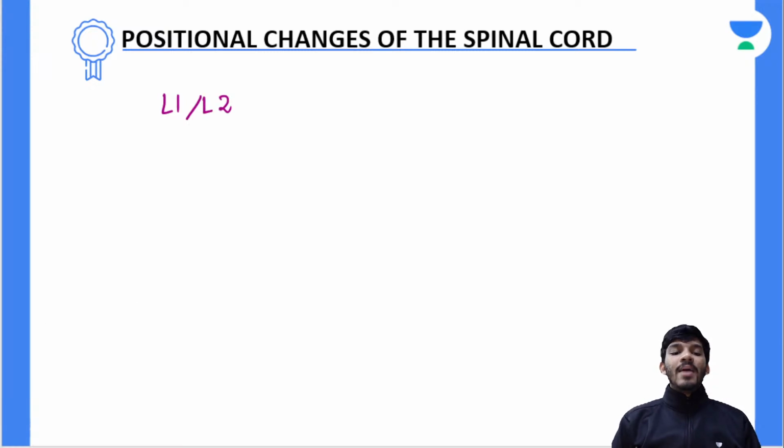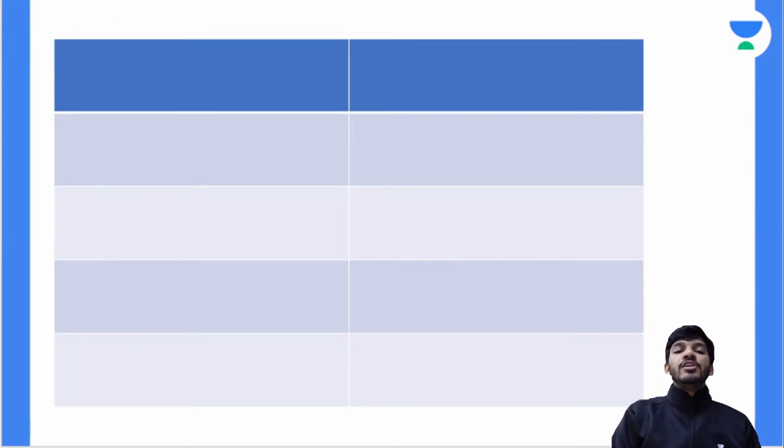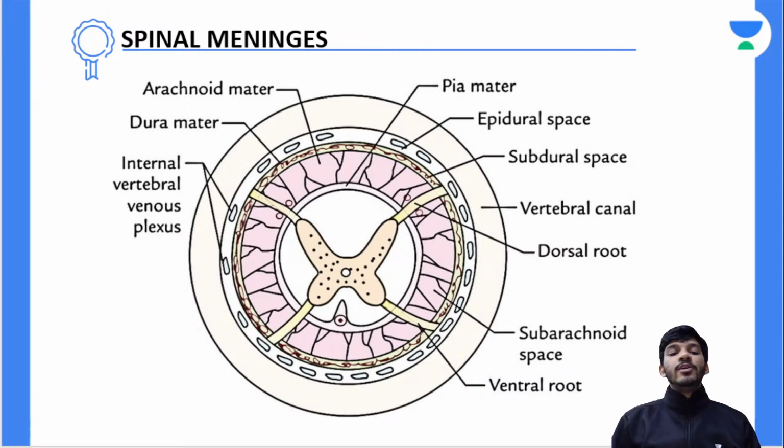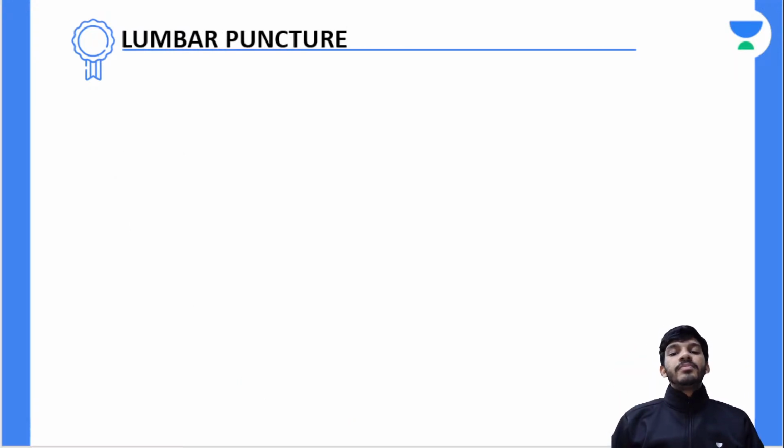And where does the dura mater end? The dura mater ends at the level of S2, S3. So we perform lumbar puncture in between these two vertebral levels. I told you about all the spinal meninges. We had also differentiated between two types of dura, that is spinal dura and cranial dura, and I had explained to you about all the meninges. After that, we had drawn a diagram of the spinal cord, and we had discussed lumbar puncture as well.